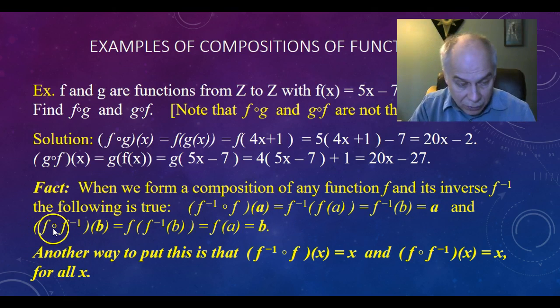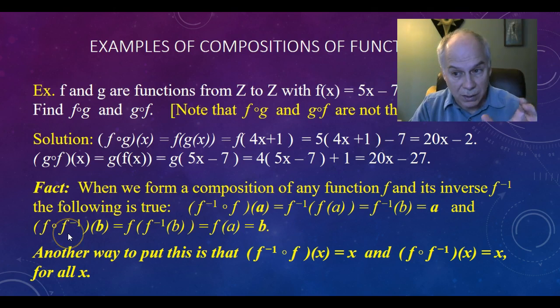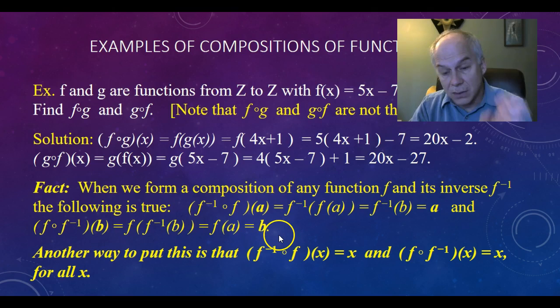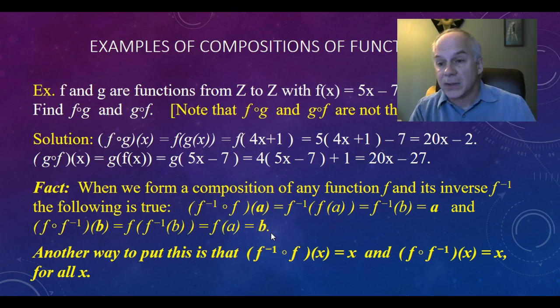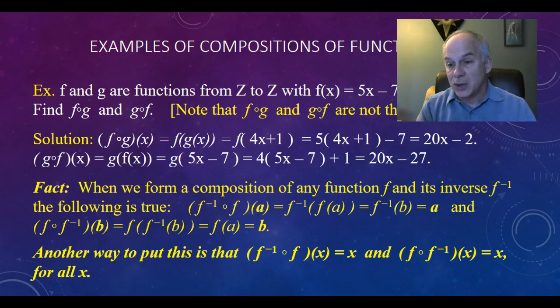And also, if you do the composition f composite f negative 1, in other words, the inverse of b, and you do that, you'll get back to b. So when you do a function and its inverse together as a composition, it doesn't change the number you plug in. You plug in a number, you're going to get the same number. You plug in a, you get a. You plug in b, you get b.